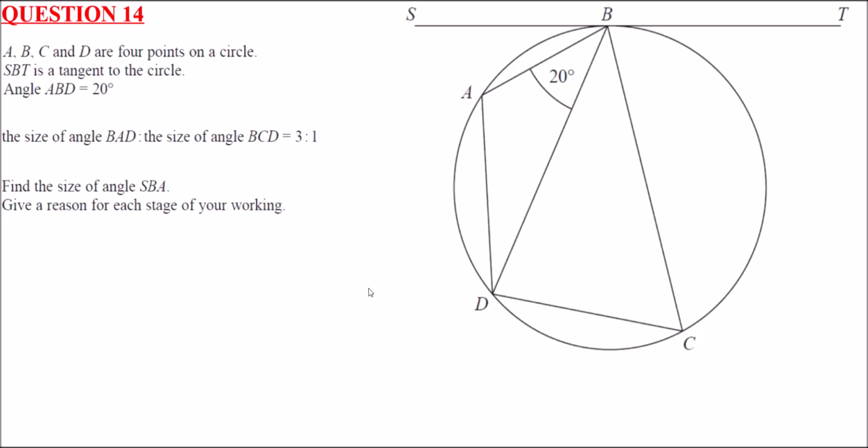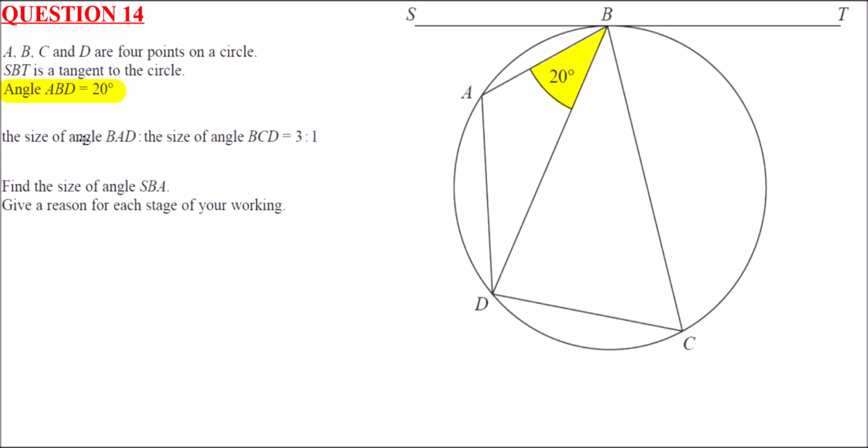Question 14 is related to circle theorems. So A, B, C and D are 4 points on a circle, and we're told that SBT, this straight line at the top, is a tangent to the circle. We've kindly been told that angle ABD is 20 degrees, so we can just colour that in if we wanted. Maybe you don't want to, I do.